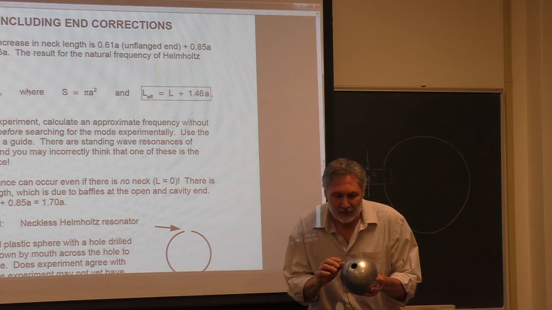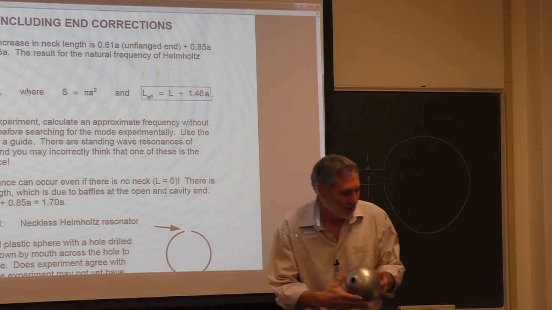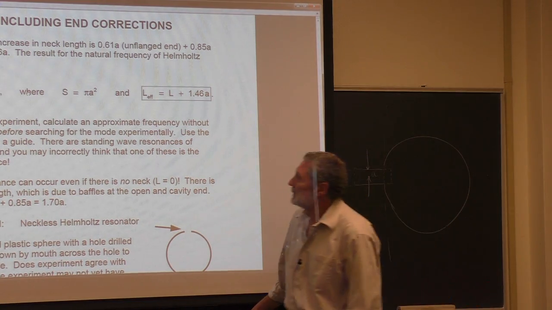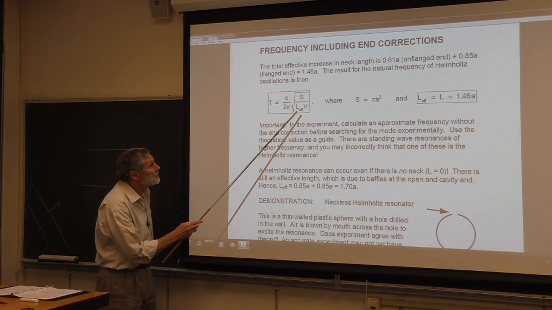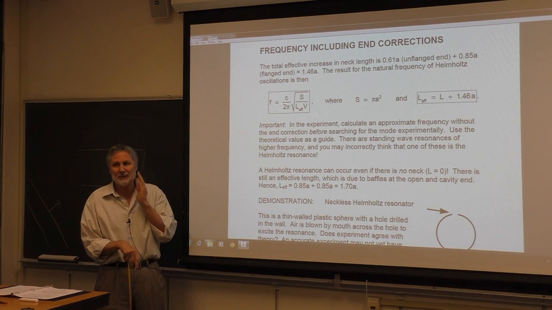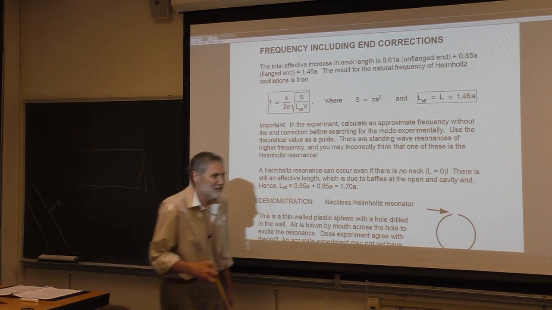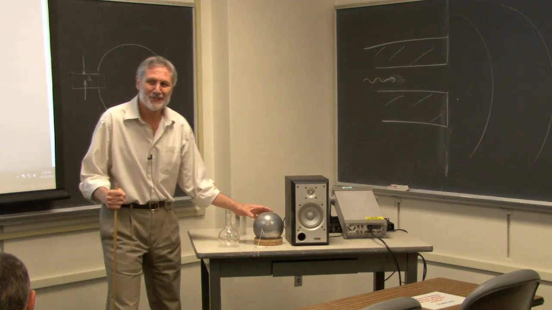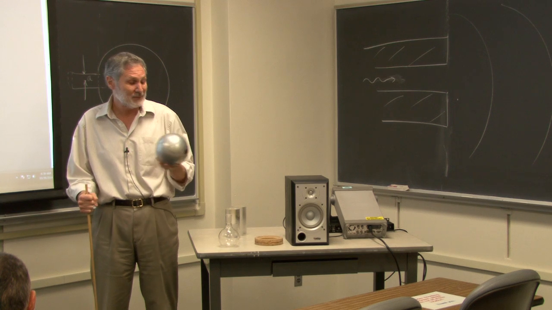The geometrical length of the neck is very small. It's very thin. But you can get a Helmholtz resonance without any neck at all. In fact, only a few days ago, I've been reading about this. Helmholtz didn't have any necks in his resonators. His resonators just had holes. They were like this. I was amazed.